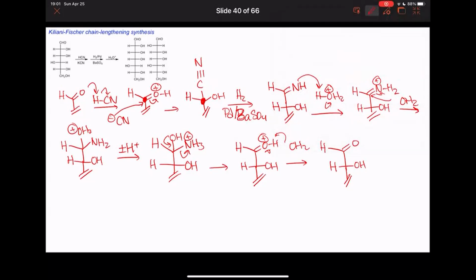Do we not need to know like the H2, Pd/BaSO4? Do we just need to know that that's like reduction? We don't need to know exactly what happens? Yeah, so that is a radical reaction, so you do not need to know it. All you need to know is that it reduces your nitrile down.